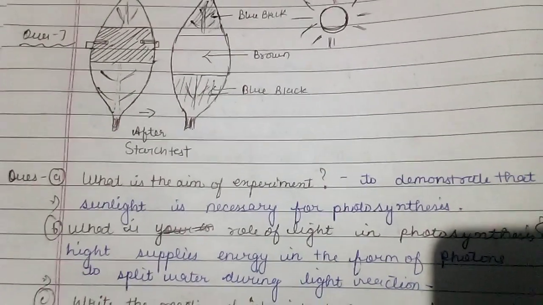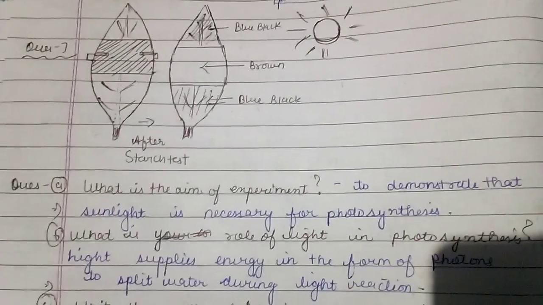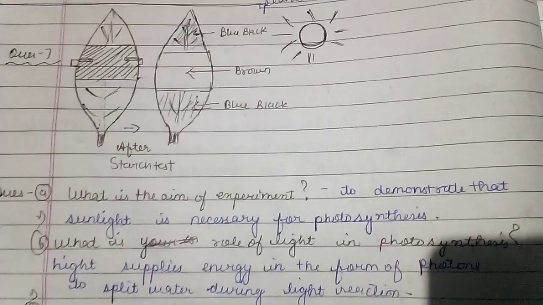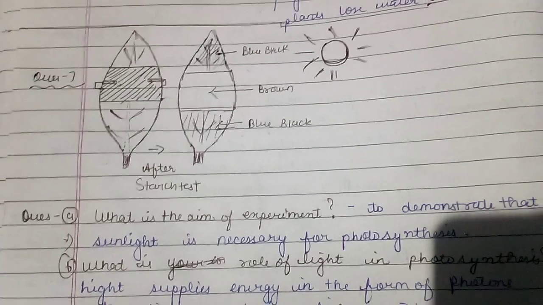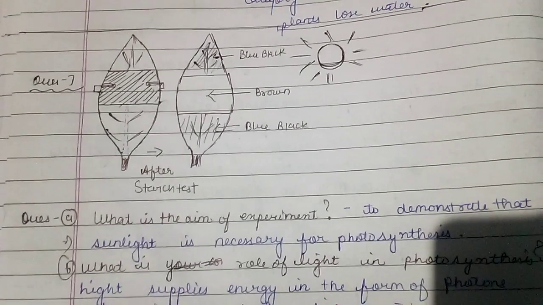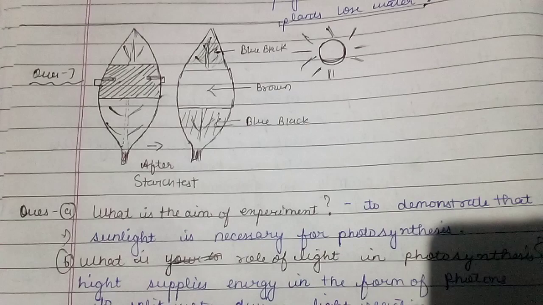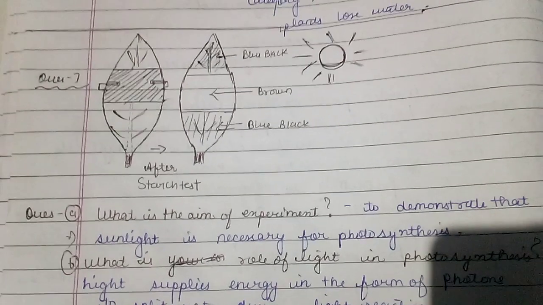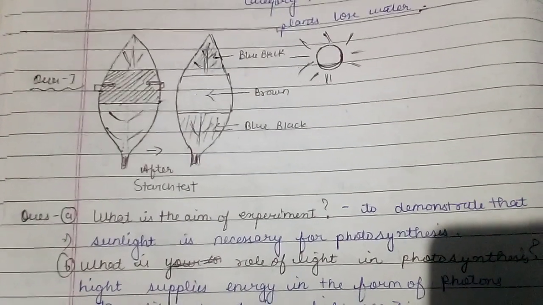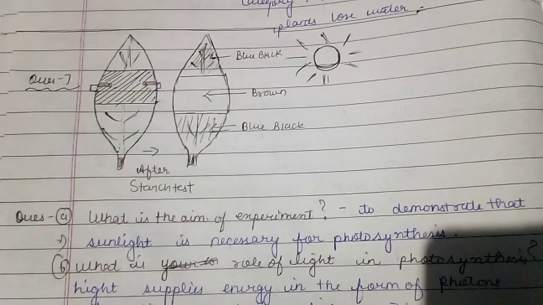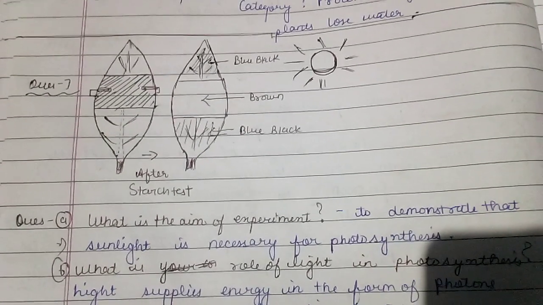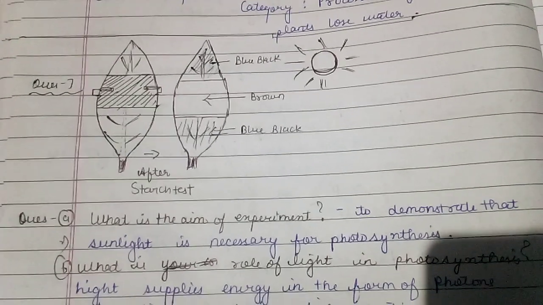The aim of the experiment is to demonstrate that sunlight is required for photosynthesis to take place. Okay, what will be the result when we do the starch test? After some time we will see that the portion which was covered by the black paper will not turn blue black, it will turn brown. The other portions of the leaf which were exposed to the sunlight turn blue black when the starch test is done on them.